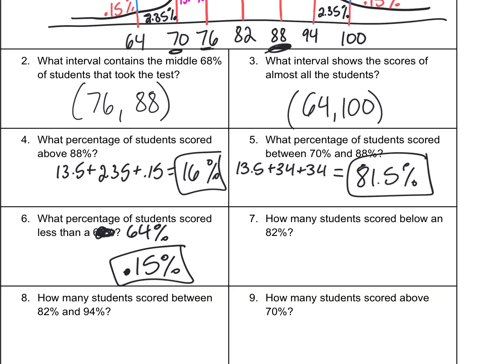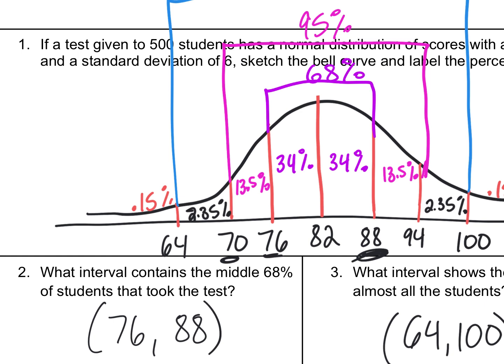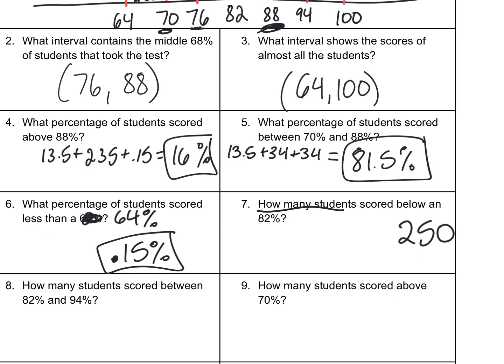How many students scored below an 82? 250. Okay, how'd we find that? Well, first off, we need to know what percentage would be below 82. So we could just add up everything to the left of 82, which ends up being half the curve. We know this is symmetric because it's a bell curve, so 50%. And how many total students do I have? 500. So 50% of 500 gives me 250 students. So that's where we got that.